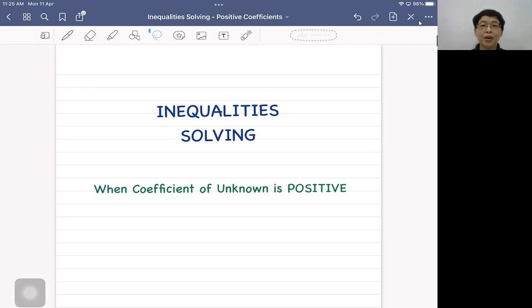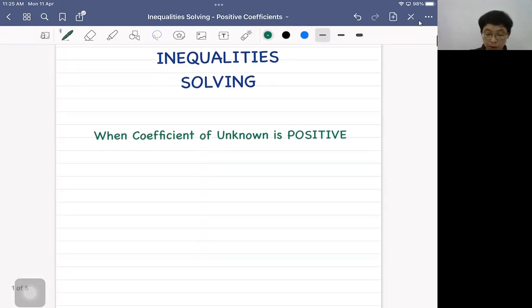In this video, we are going to look into the solving of inequalities. And our focus will be on the area when the coefficient of the unknown is positive. Let me give some example. What do I mean by positive coefficient?